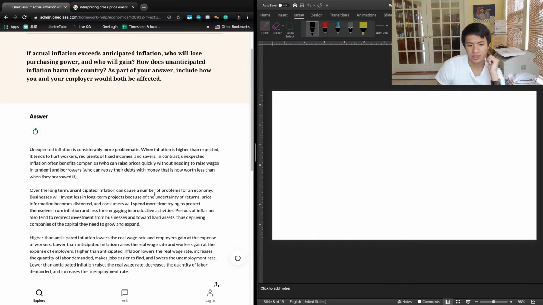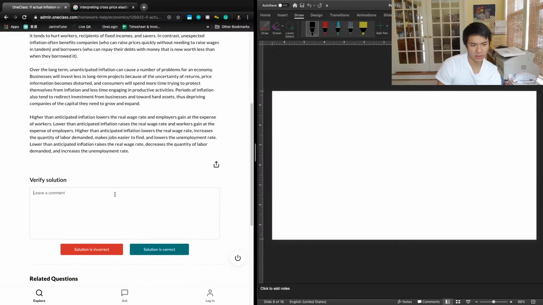Higher than anticipated inflation lowers the real wage rate, and employers gain at the expense of workers. Lower than anticipated inflation raises the real wage rate, and workers gain at the expense of employers. Higher than anticipated inflation lowers the real wage rate, increases the quantity of labor demanded, makes jobs easier to find, and lowers the unemployment rate. And lower than anticipated inflation raises the real wage rate, decreases the quantity of labor demanded, and increases the unemployment rate. Right, so I think this tutor covers all the bases very well, and so nothing much to add here. Great answer. And we can move on to the next question.